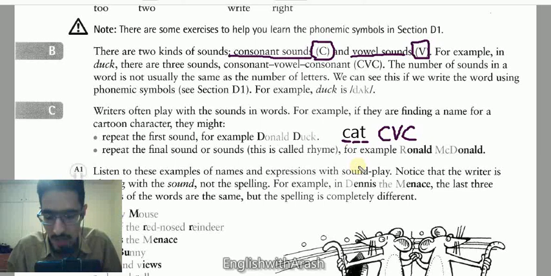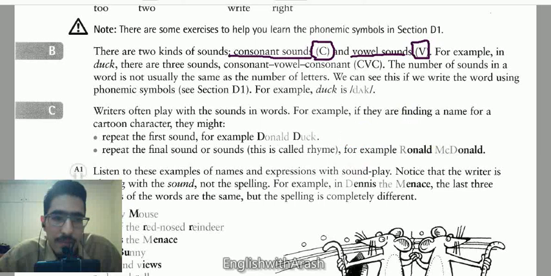But when you're saying ah, my tongue is not touching anywhere in my mouth. So I just say ah, cat. So it's a vowel. That's how you recognize whether it's a vowel or a consonant. For example, in the word duck, there are three sounds. D, a, k, duck. Consonant, vowel, consonant. So we write it by CVC, which means consonant, vowel, consonant, right?